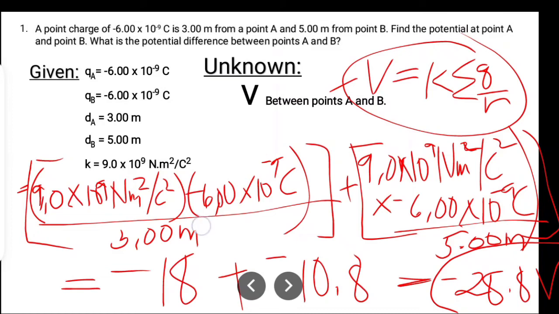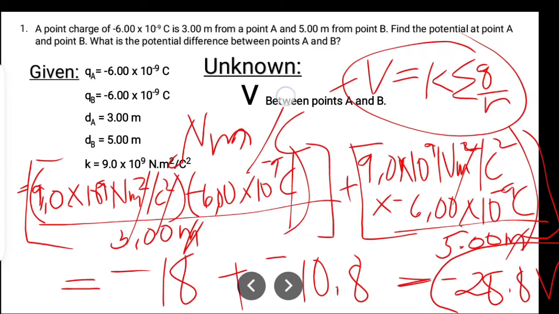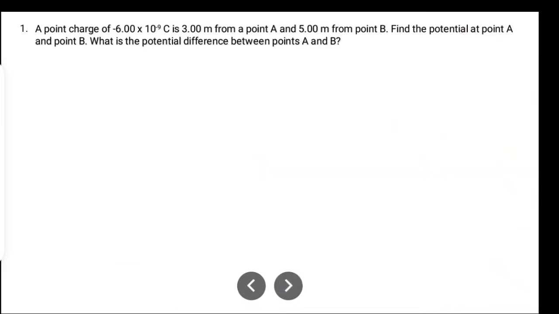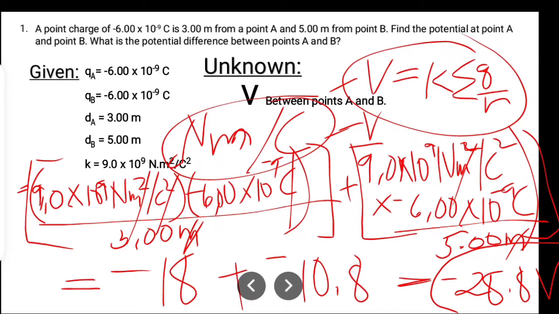Why joules per coulomb? You cancel meter and meter, so you only remain with Newton meter, and you cancel coulomb and coulomb. So what remains is just coulomb per coulomb. So this will be equivalent to volts. Okay, so that one is our example number 1. By the way, since the answer is negative, meaning a decrease in voltage, it means moving towards the direction of the electric field.